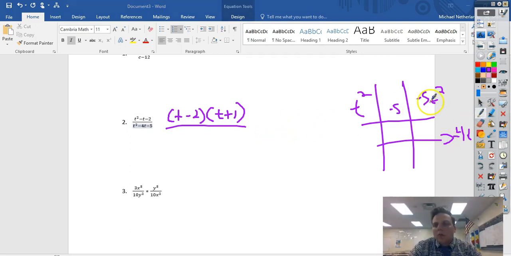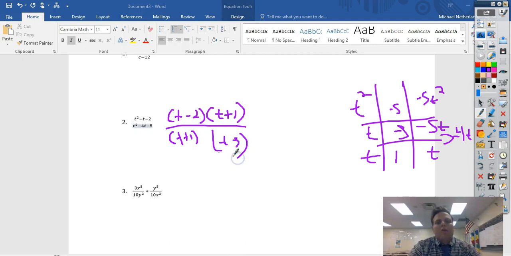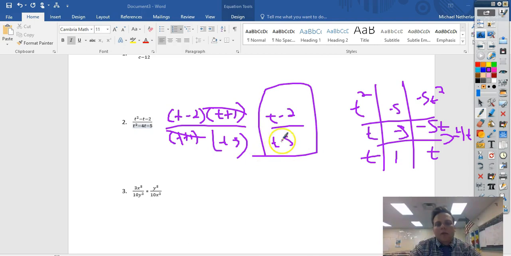Alright, two numbers that multiply to negative 5t squared but add to negative 4t are negative 5t and t. T squared and negative 5t have a t in common. T squared and t have a t in common. T times negative 5 is negative 5t, and t times 1 is t. Go across, go across. So we get t plus 1, t minus 5. Then hopefully you notice, oh, I have t plus 1 so I can cancel out. So I end up with t minus 2 over t minus 5. Bam. And that's a minus sign, not a multiplication sign. Okay. All right, let's go to number 3.